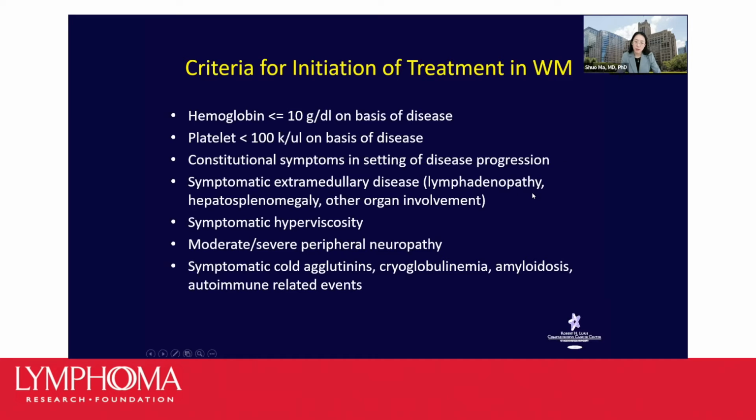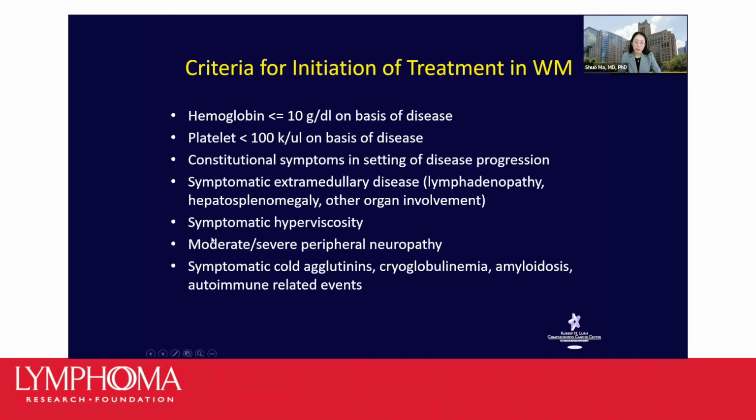If a patient has disease outside of the bone marrow, for example, enlarged lymph nodes or a spleen that are progressively getting worse, that's another indication for treatment. So those are typically similar to other lymphomas in terms of treatment indications.